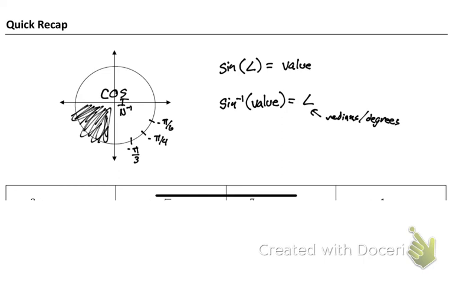So sine, you'll take a radian or a degree and give a value. Inverse, you'll take a value and give me a radian or a degree. It's nice to know what you're looking for in an answer.